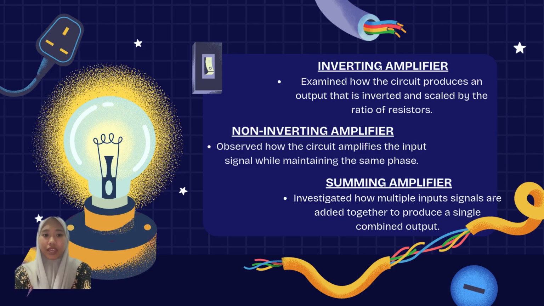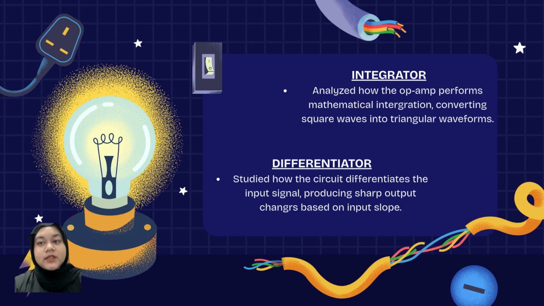For summing amplifier, we investigated how multiple input signals are added together to produce a single combined output. For the integrator, we analyze how the op-amp performs mathematical integration, converting square wave into triangular waveform. And for differentiator, we study how the circuit differentiates the input signal, producing sharp output change based on input slope.